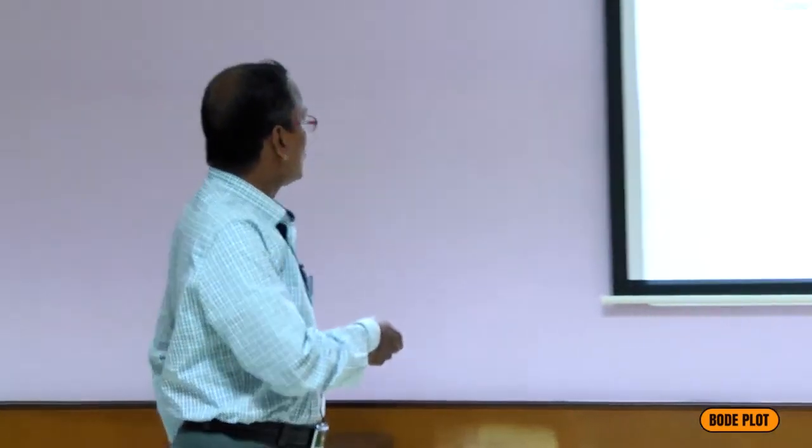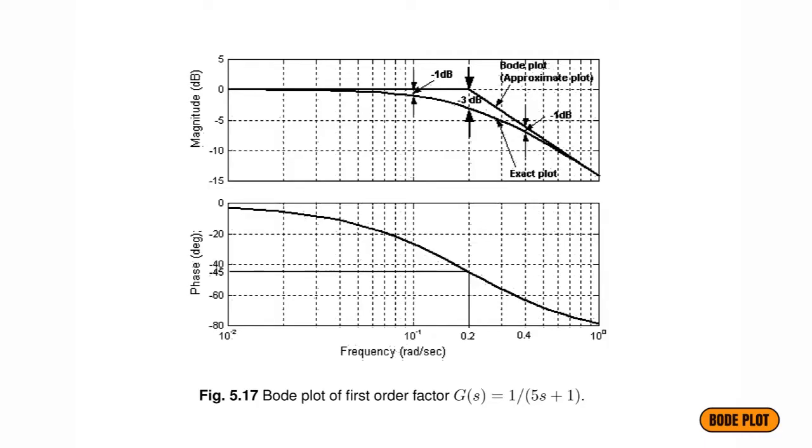If you plot this on the next similar sheet, on the left hand side we are neglecting omega tau, that's why it is 0 dB up to the corner frequency, that is 0.2. In this case, tau equals 5, that's why 1 by tau equals 0.2. So up to 0.2 it is 0 dB. After that, its slope is minus 20 dB per decade. When omega equals 1 by tau, that is 0.2, it is 0 again.